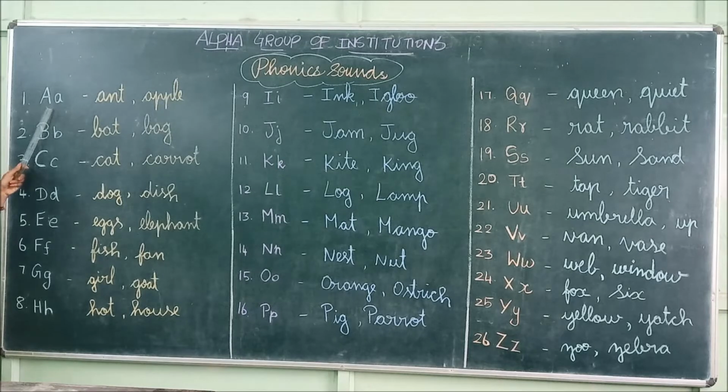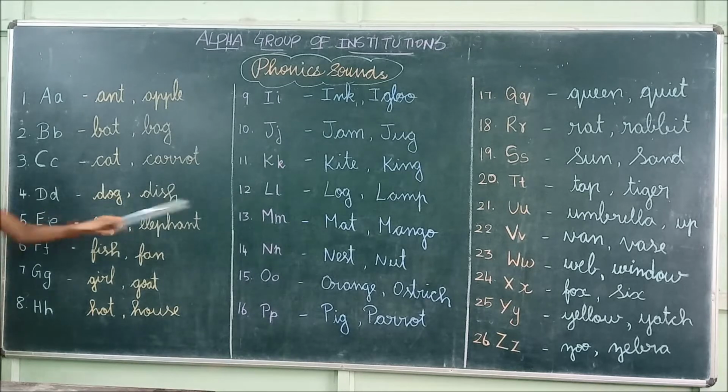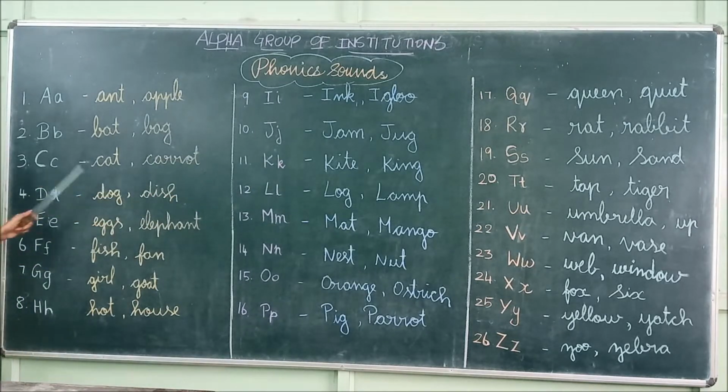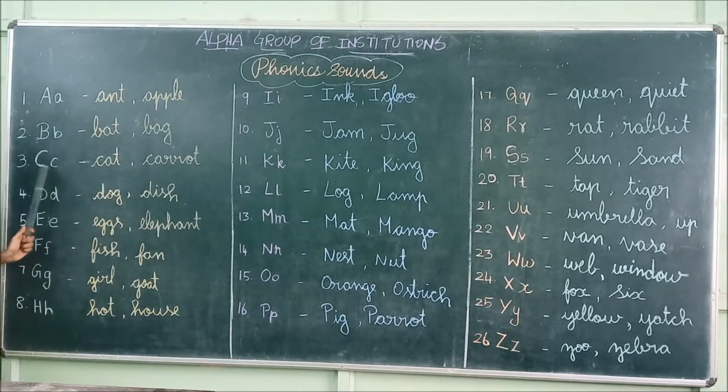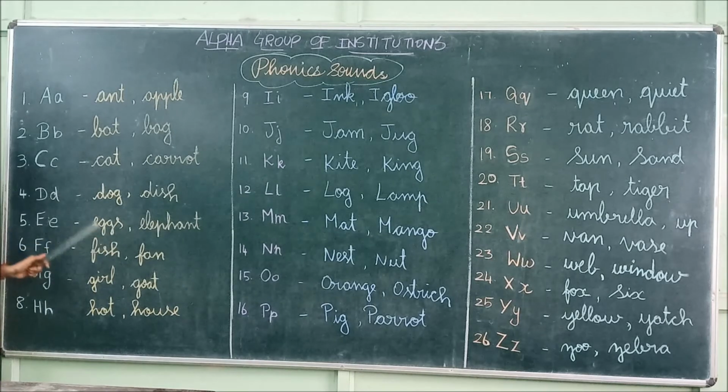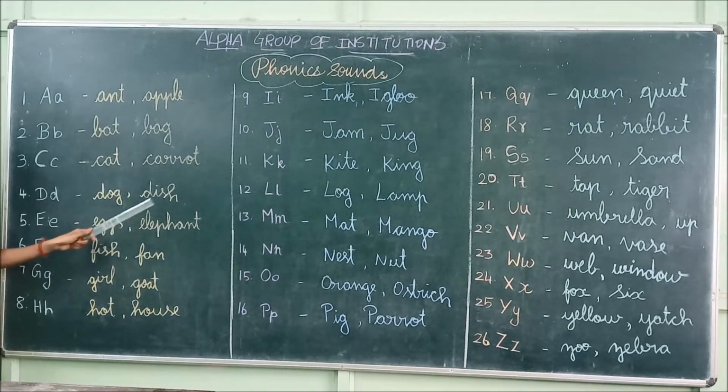Okay, children, now let us recall from the first until what we have seen. So, a, apple. B, bat, bag. This is k. So this and this sound the same. K, cat, carrot. What is the spelling of cat? C-A-T, cat. And carrot, C-A-R-R-O-T, carrot. So this sounds as k. And this is d. Dog, dish. D-O-G, dog. D-I-S-H, dish. So this sounds as d.